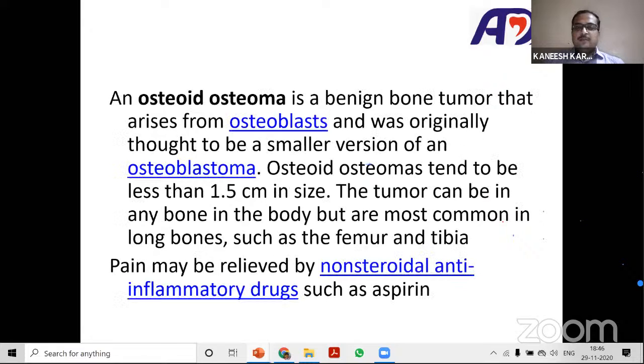Osteoid osteoma is a benign bone tumor that arises from the osteoblasts. It was originally thought to be a smaller version of an osteoblastoma. Osteoid osteomas tend to be less than 1.5 centimeters in size. The tumor can be in any bone in the body, but is most common in long bones, such as the femur and tibia. The pain may be relieved by NSAIDs such as aspirin.